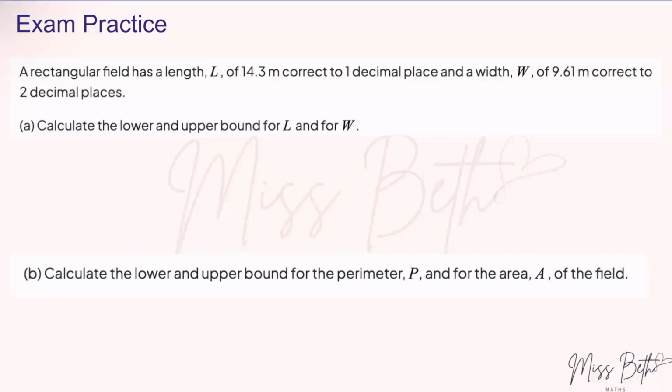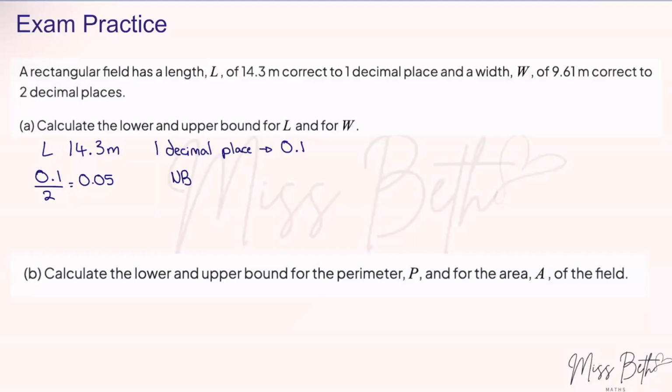So for part A, we want to calculate the lower and upper bound for L and W. Okay, so let's focus on L first. The length is 14.3 meters, correct to 1 decimal place. So our degree of accuracy is 1 decimal place, which is 0.1. Again, we want to do our half up, half down rule. So 0.1 divided by 2 is 0.05. We're going to add that and subtract it to the 14.3.